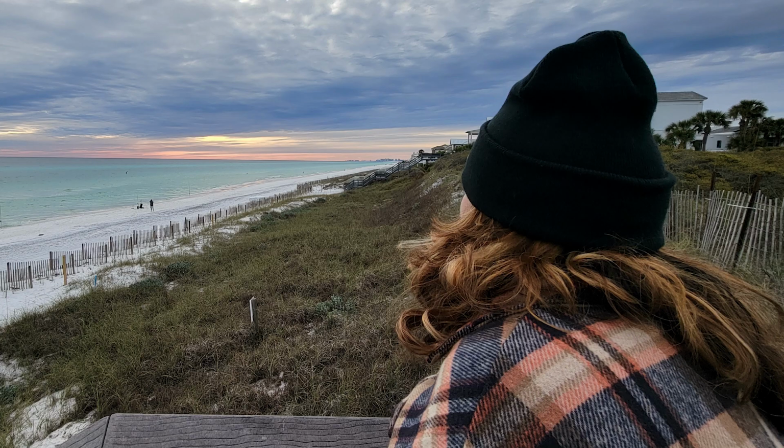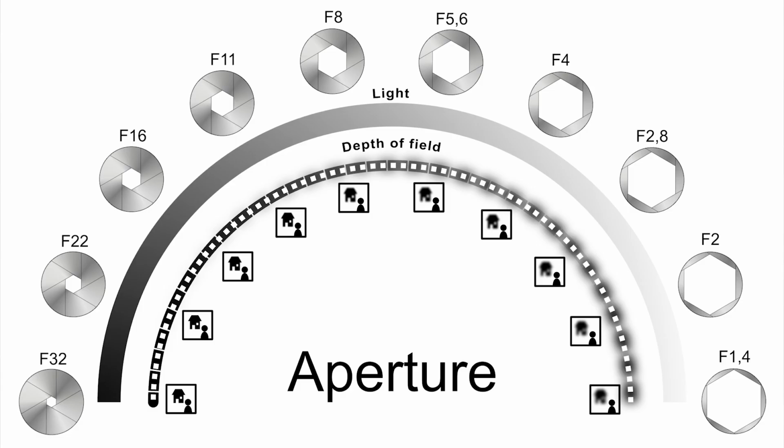Aperture is measured in f-stops. The smaller the number, the wider the aperture, or the amount of light that is allowed through the lens onto the sensor of the camera. The larger the number, the smaller the hole is, allowing small amounts of light to hit the sensor on the camera.